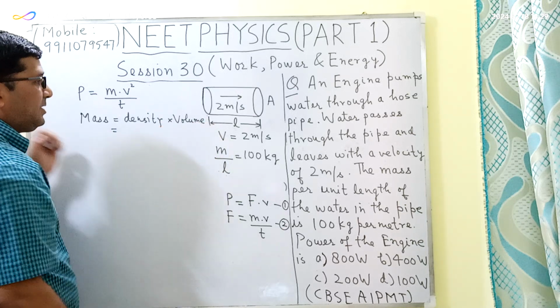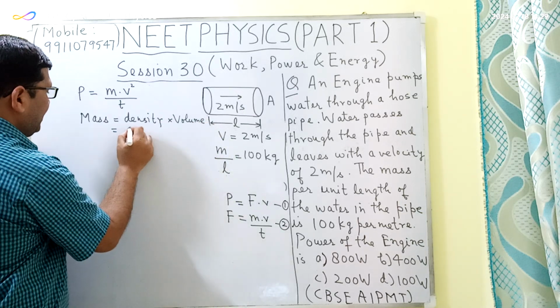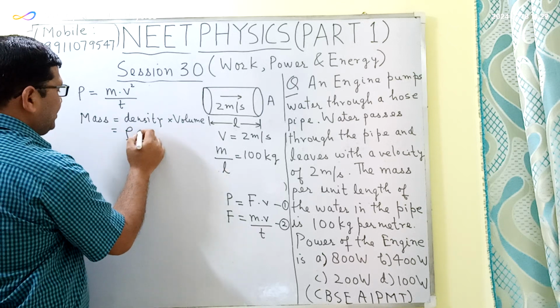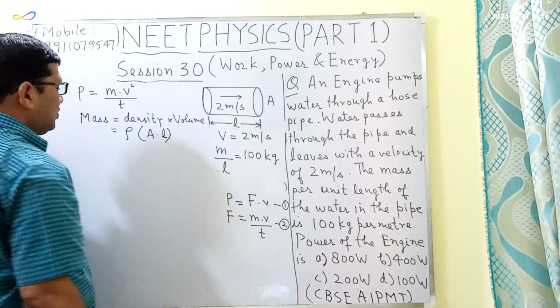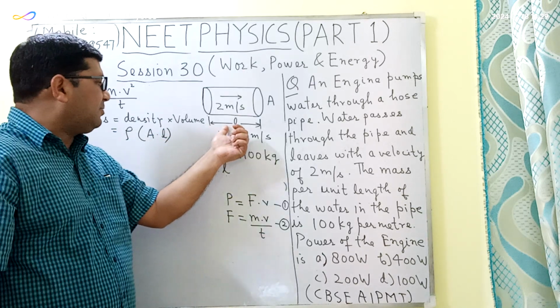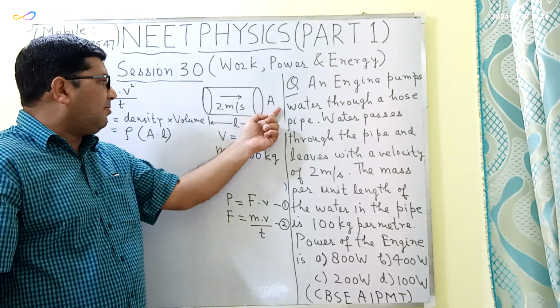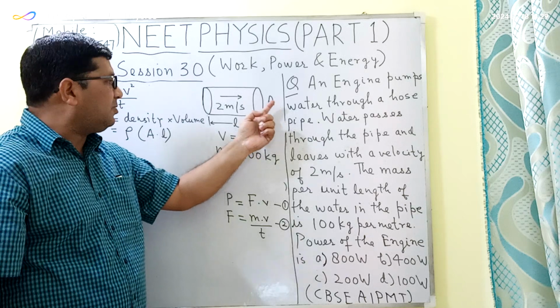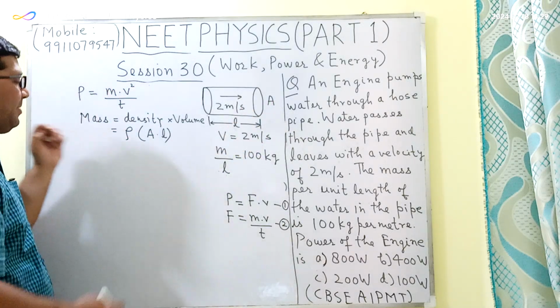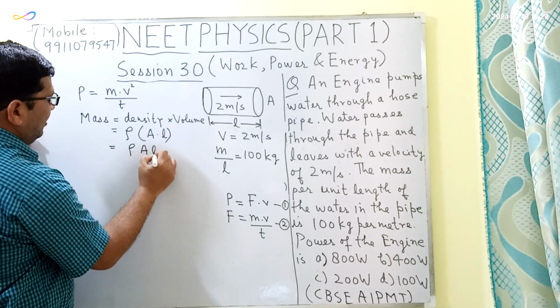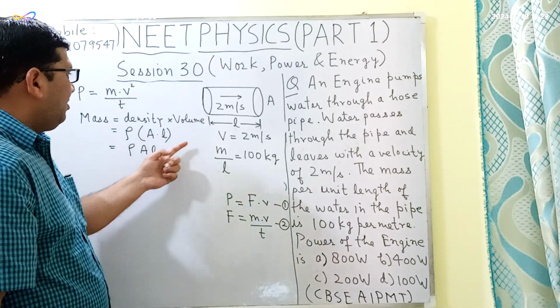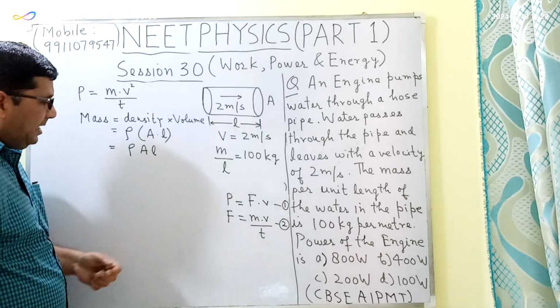Let us consider the density of this water as rho. Volume is equal to the area of cross section into the length of the hose pipe. I have taken the length of the hose pipe as L, and the area of the cross section of this hose pipe as capital A. So the mass is equal to rho A L.